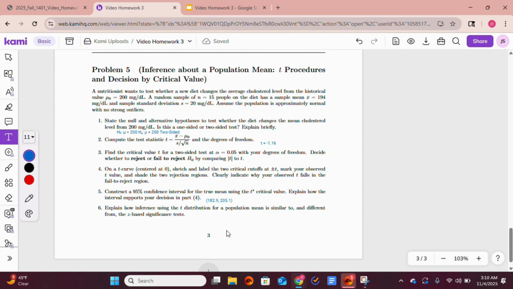For our last question, it asks, explain how inference using the t-distribution for a population mean is similar to and different from the z-based significance tests. To answer this, both tests compare how far a sample mean is from the hypothesized population mean. We use the t-test when the population standard deviation isn't known and when the sample is small. The t-curve is also wider because smaller samples have more uncertainty.